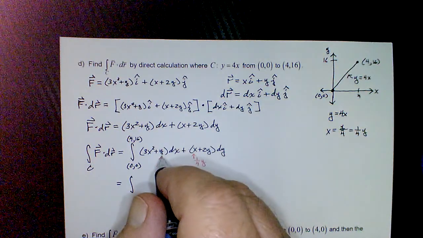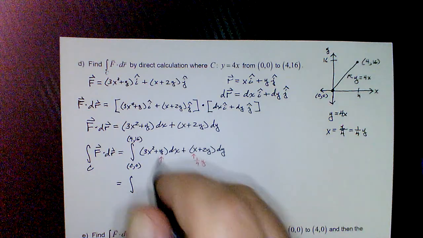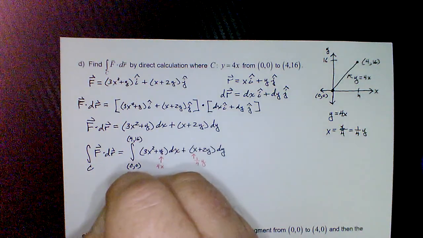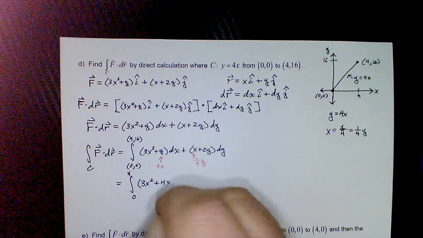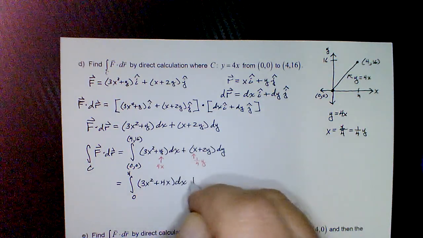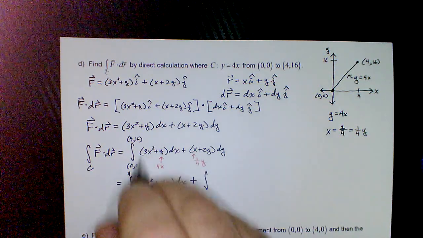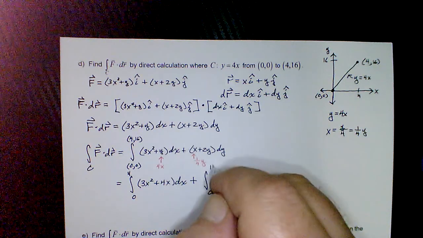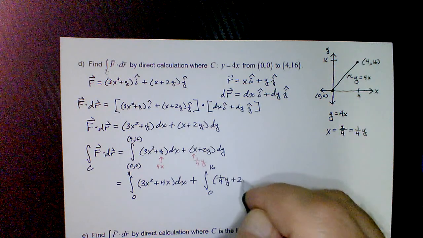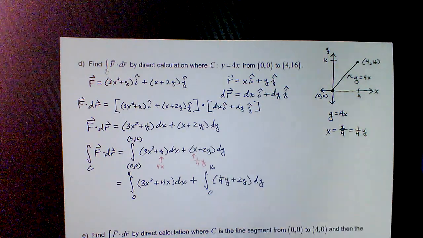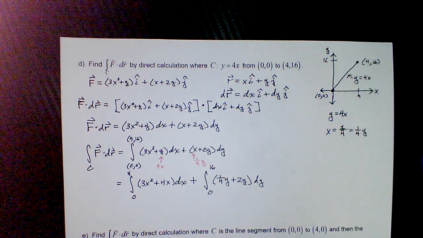Okay, with regards to the x coordinates, this will be the integral from 0 to 4 of 3x squared plus 4x with respect to x. And then we'll have plus the integral with regards to the y coordinates. We're going from 0 to 16. And then replace this x by 1/4 y plus 2y, and that's all with respect to y. Okay, and now we can do the integration.